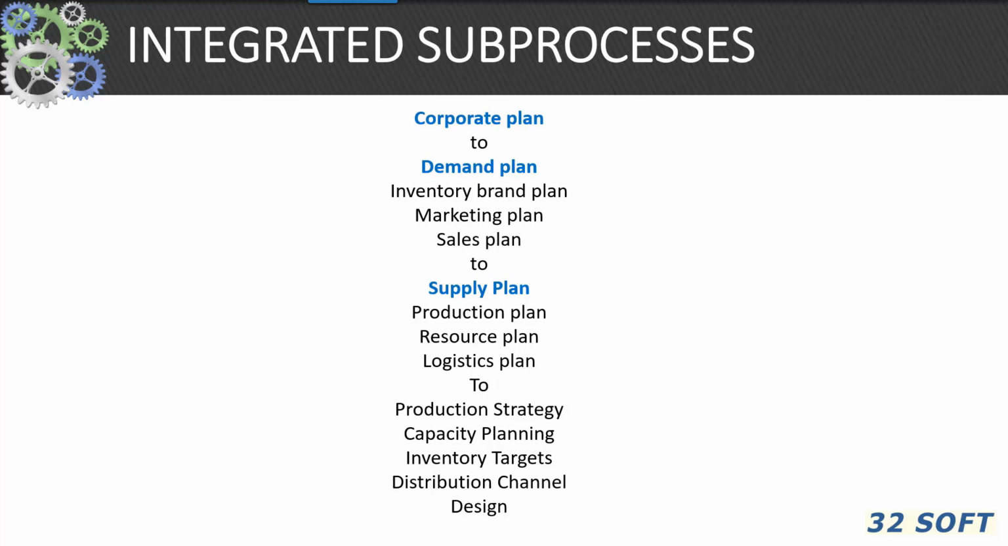The sub-processes associated with sales and operation planning must be integrated. It drives down from a corporate plan to a demand plan to the supply chain and planning down into production strategy, capacity, distribution, and design.